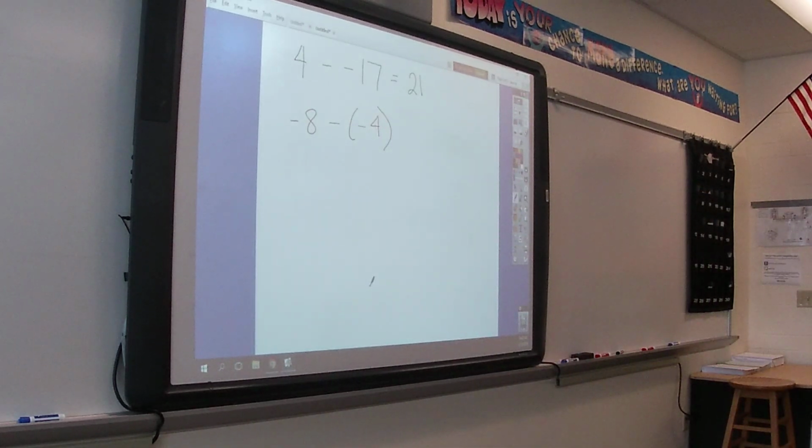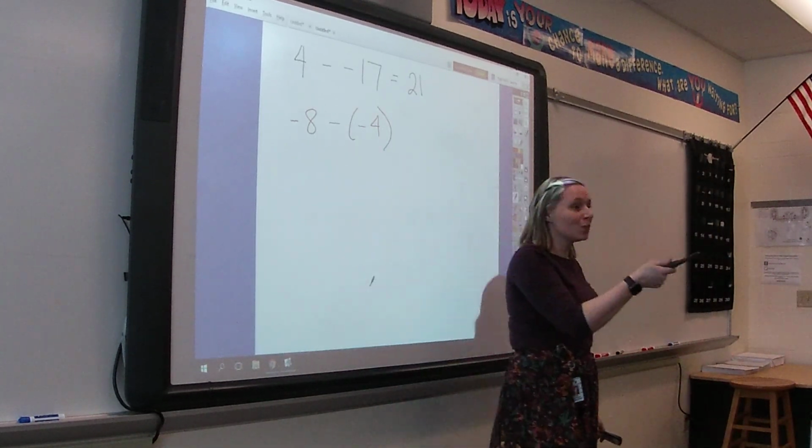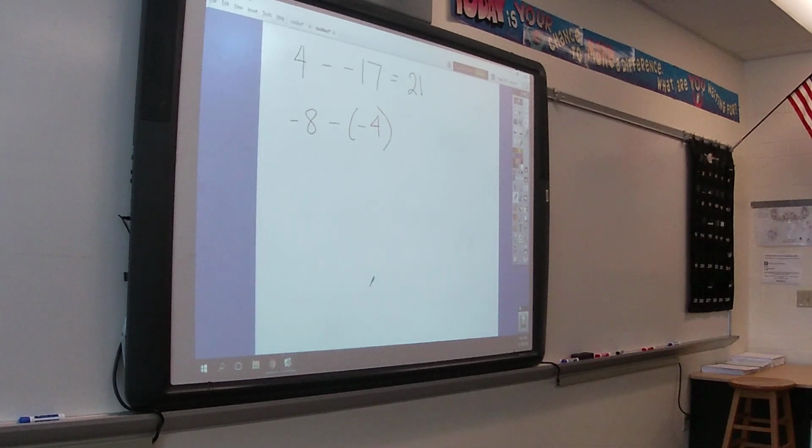What does this one say? How would we read this? Lily? Negative 8 minus negative 4. What do those parentheses mean? Not here. Because this is negative 8 minus negative 4. So this is often where students get tricked. So, guys, just type it in exactly how you see it. If you're not sure if the parentheses need to be there, just put them there. If they were there, you won't be wrong.